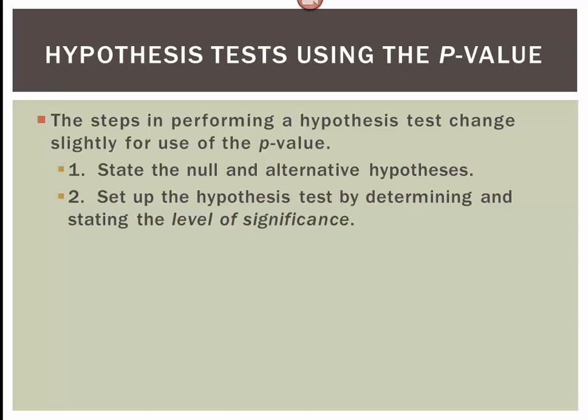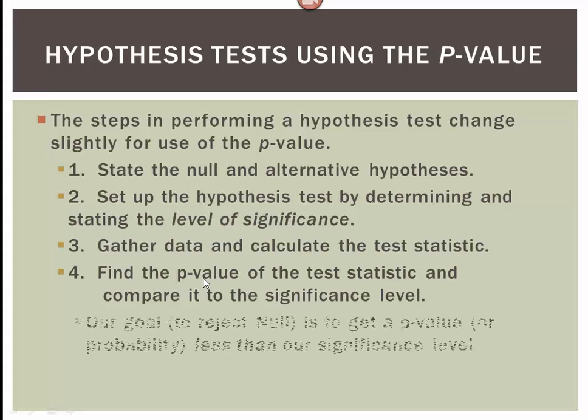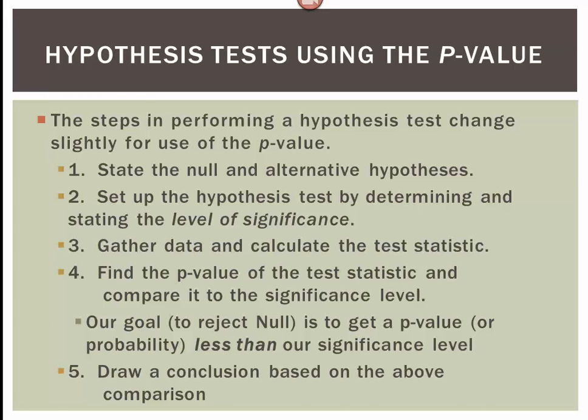We still have the same thing first, but then we go straight to deciding what my level of significance is and gathering my data. So we choose our level of significance, and then we go for our test statistics. So we start gathering data right away. We do not worry about the critical values or rejection regions or critical regions at all in a p-value approach. We just simply want our test statistic and we want our p-value for that statistic, which is step 4. And then our goal to reject the null is to get a p-value less than our significance level so that we can reject the null in favor of the alternative. Then we draw our conclusion based on the above comparison.